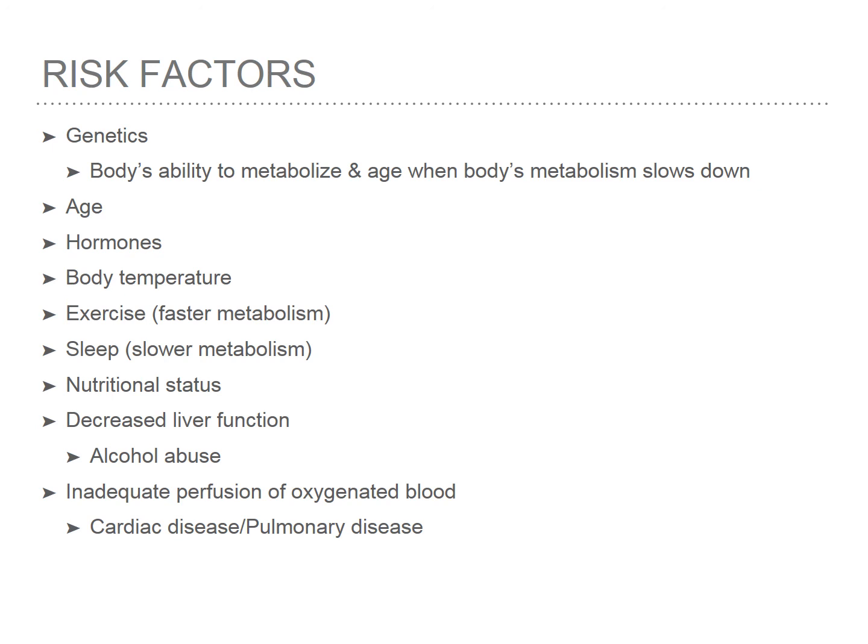Inadequate perfusion of oxygenated blood. So patients with cardiac disease or pulmonary disease, when their body is having to compensate for abnormal perfusion, think of what the body does. The heart rate will increase, right? The blood pressure initially will increase. The body tries to compensate for the abnormal perfusion, and that increases the metabolic demand on the body. The body has to keep up with that. So when there's inadequate perfusion, the body has to compensate and increase its metabolic demand to keep up with those compensatory mechanisms.